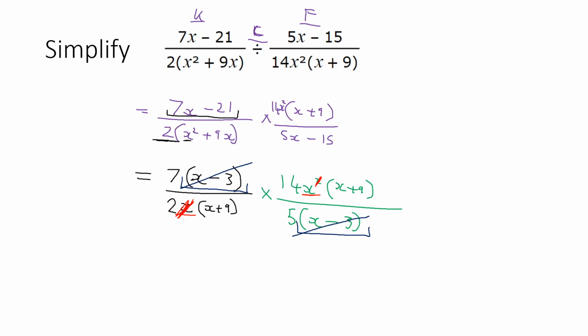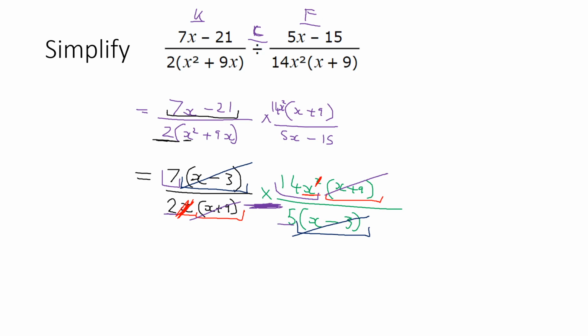And so now we can look at this x plus 9 if we want. Because we've got an x plus 9 here, we've got an x plus 9 here. Guess what? We're also going to cancel that out. But the reason why we can cancel this out is because we are multiplying. Very important. Everything needs to be multiplied if we're going to cancel it. So now what are we left with? We're left with a 7, a 14x, a 2 and a 5.